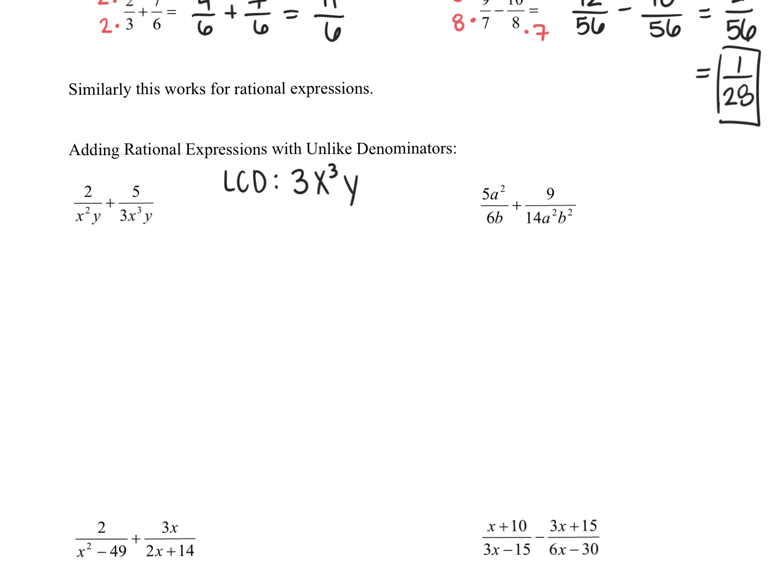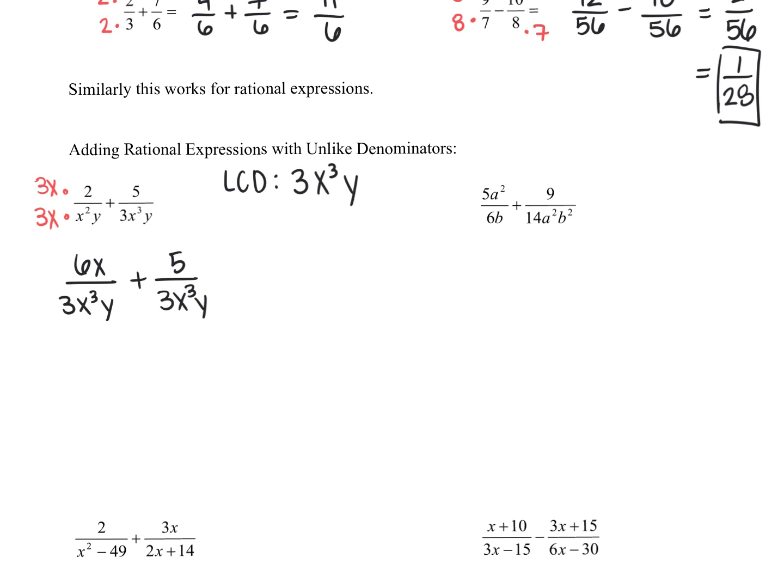So now I'm going to multiply each fraction by whatever they're missing from the LCD. So x squared y is missing the 3 and an x. So whatever I multiply the denominator by, I have to multiply the numerator by. My second fraction is already the LCD, so I don't have to multiply it by anything. So 3x times 2 is 6x over my 3x cubed y, plus 5 over 3x cubed y.